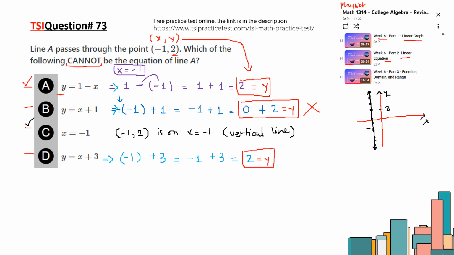Okay, this is 2. So this is correct as well. So the only one that cannot be the equation of line A is choice B. So choice B is the correct answer.